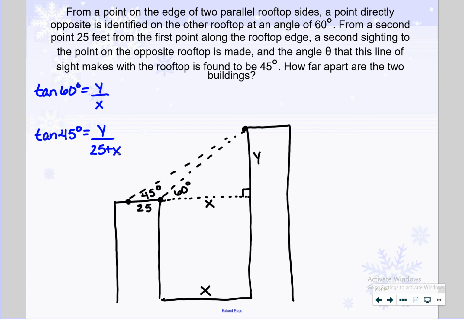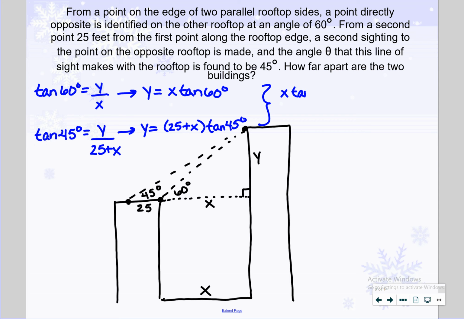We're going to get a variable alone, and in this case, it's actually very easy in both equations to get the y alone. I could say y equals x times tangent 60 for this equation, and I could say y equals 25 plus x times tangent 45 in this equation if I multiply it by those denominators. And then because they're both equal to y, I can set them equal to each other. So my ultimate equation is going to be x tangent 60 equals 25 plus x tangent 45.